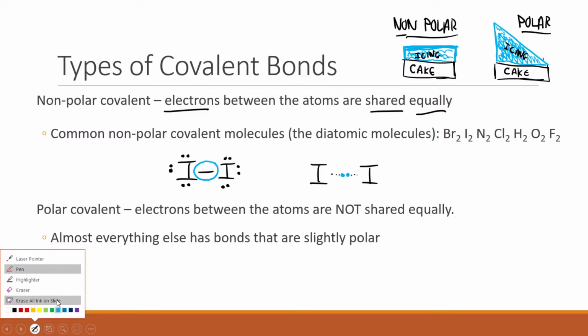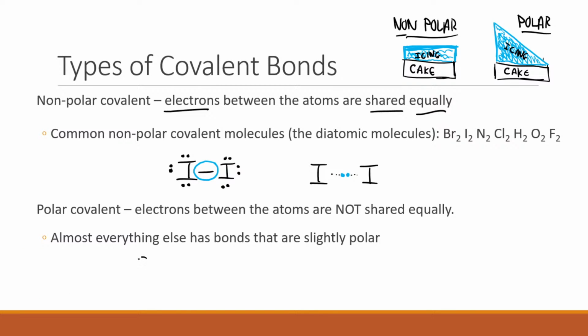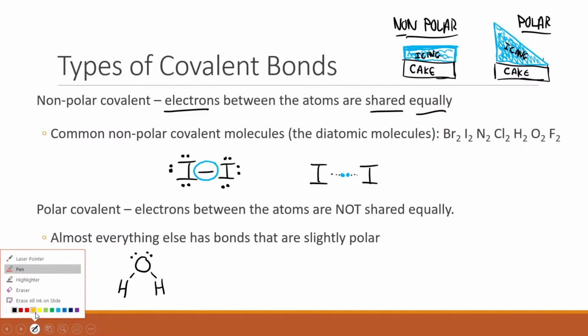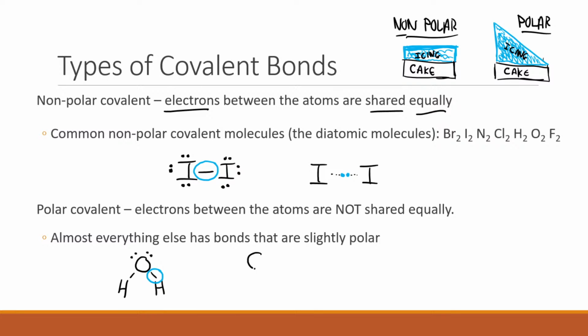Now, for a polar bond, we're going to put water up here. For a polar bond, we're looking at basically every other bond. If I zoom in on this bond in a water molecule and ignore everything else, I get an O bonded to an H. There's still two electrons between this O and this H. The bond isn't different. It's still one from each.